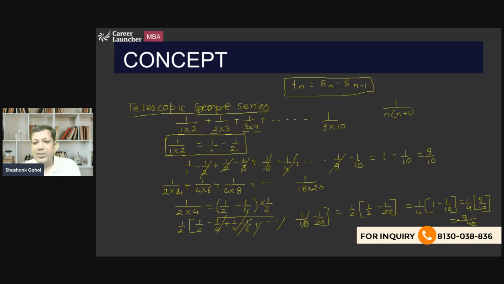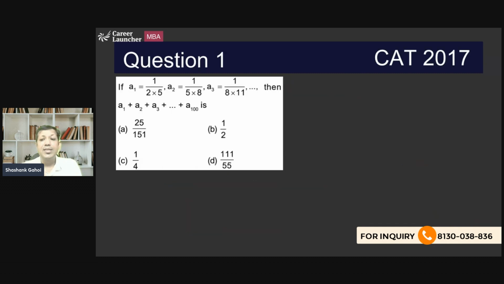Okay, now let's move towards the questions that have appeared in CAT. Now let's try to solve those questions. This is the first question, and this question is directly on telescopic series only. But the problem is, it is a tricky question. Why is it tricky? The examples that we have taken so far, in those the first term was given as well as the last term, but here the last term is not given. So what we are going to do is calculate the last term.